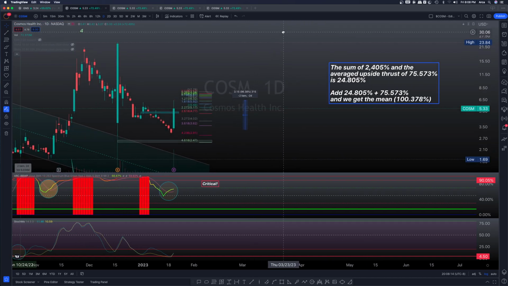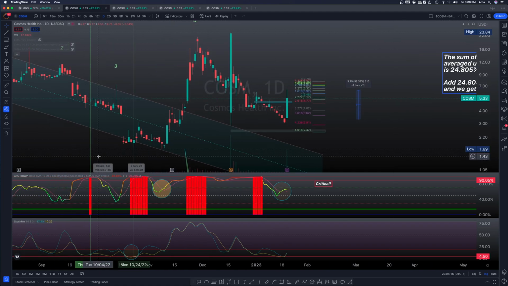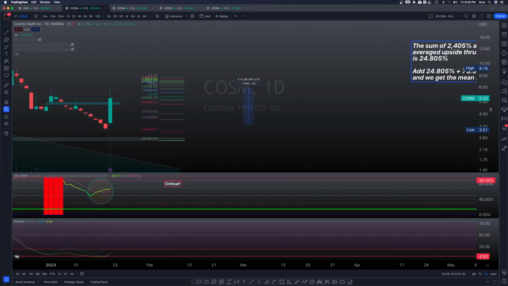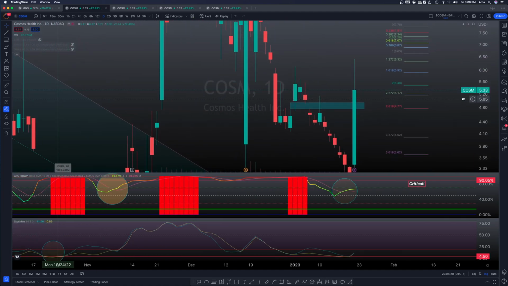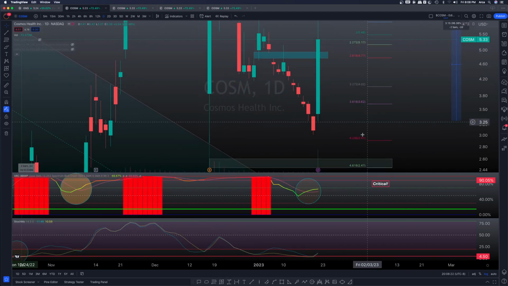Okay, so now let's just go ahead and take a look at what happened here, because honestly, it looks like we could have measured this pretty good. So upon the firing of the signal, which was essentially upon this candle here, let's just go ahead and take a measurement from that candle. So I'm going to do it from the closing of the candle down at the bottom.